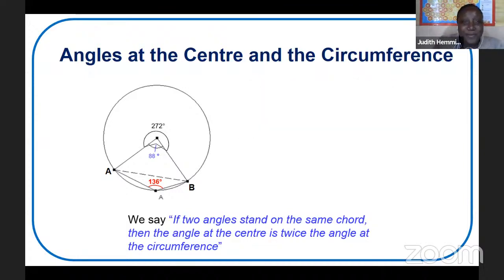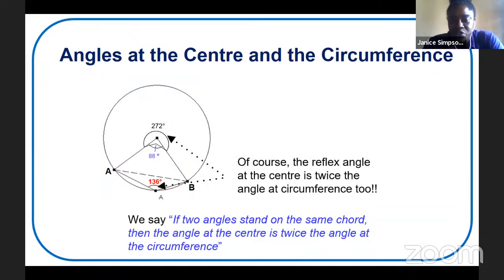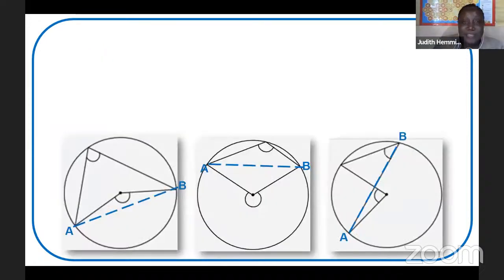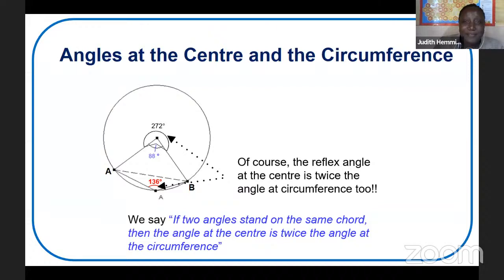Sure. All right. Here it goes. So there we go. So we have that 272 and it is subtending that angle of 136 at the circumference of the circle. So if two angles stand on the same chord, when the angle at the center is twice, let's go back. The angle at the center is twice the angle at the circumference.